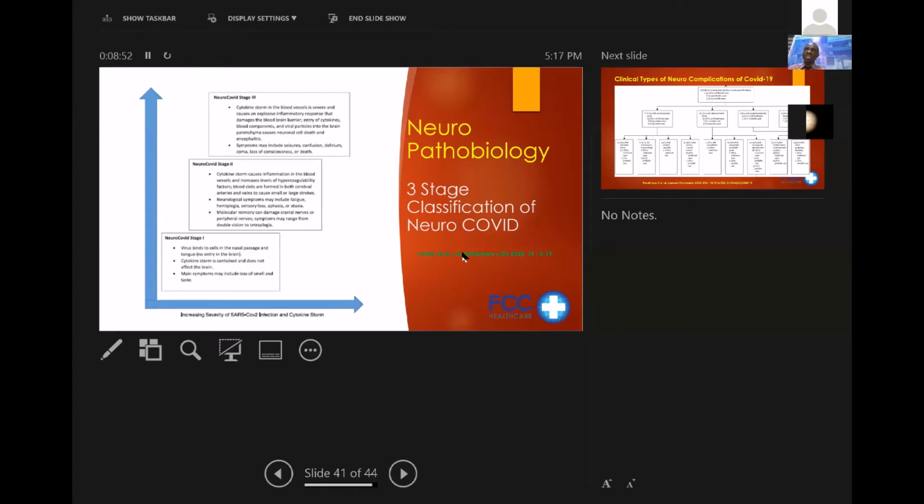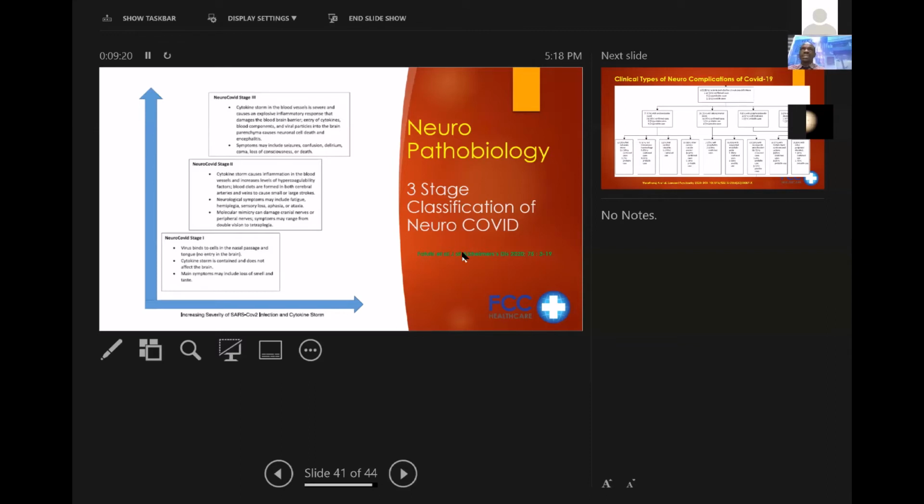Fortuny et al. in the Journal of Alzheimer's Disease this year proposed a 3-stage classification of neuro-COVID from stage 1 to stage 3, where essentially stage 1 is the mildest presentation, where the virus binds to sensory cells in the nasal epithelium and the mouth. And these are patients who usually will manifest with anosmia or abnormal taste. As long as the inflammation is limited to those areas, most of them recover within a short period of time.